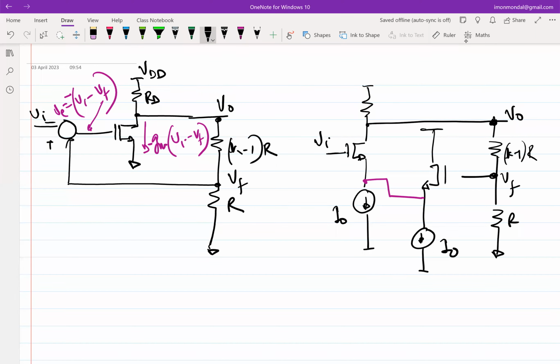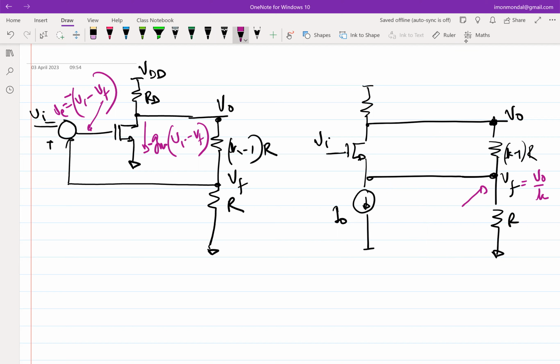Okay, so this buffer was needed because if we directly connect these two, what's going to happen? This voltage Vf, ideally I want this to be V0 over K, right? But if we directly connect these two, looking here, it's a low impedance node, right? So that will not be V0 over K, so we'll not be doing a difference between Vi and V0 over K. We'll be doing a difference between Vi and something else.